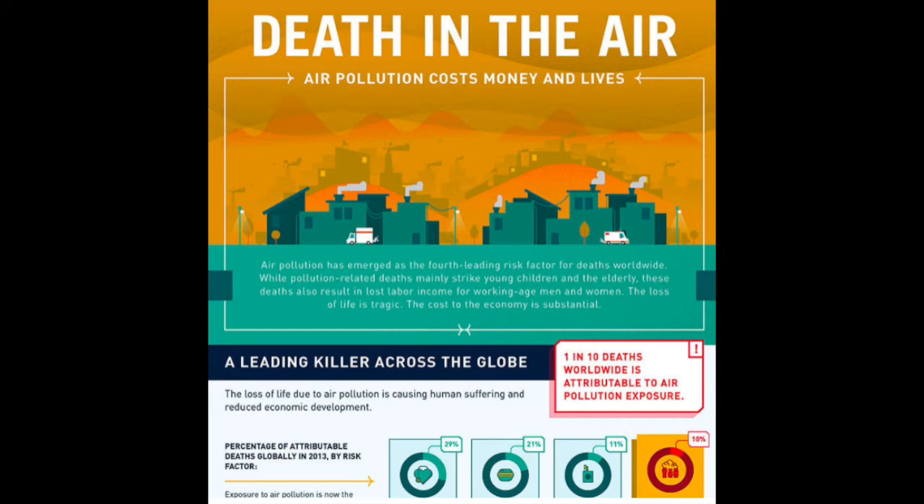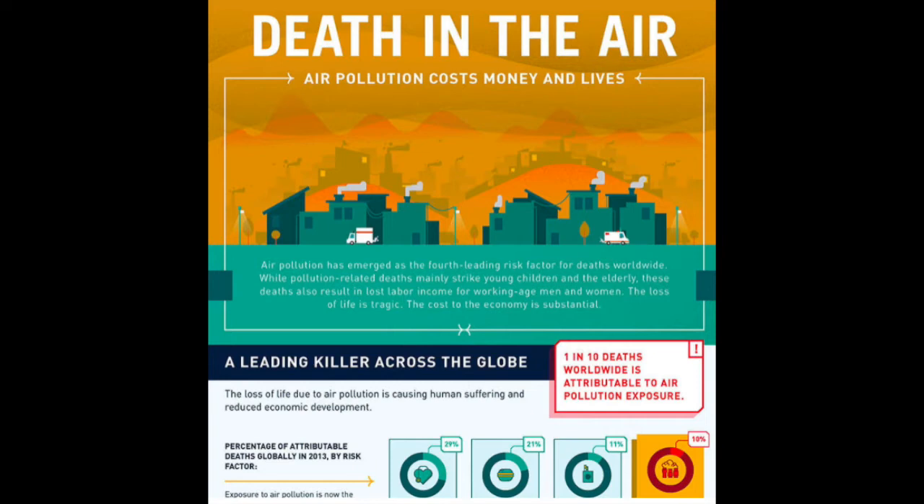In big font at the top, you can see that it reads, Death in the Air, which I think is a great attention grabber. It's easy to read and it's a startling statement. It has nice colors and not too much going on in the image to be overwhelming. The infographic is created and made by what I believe to be a creative thinker. It's very easy to follow and read from top to bottom.